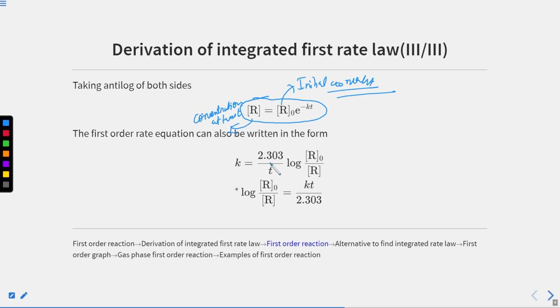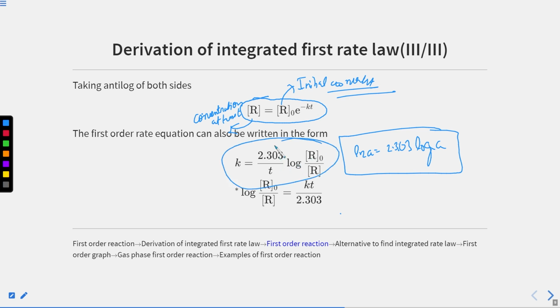Again, what we have done, we have removed this ln and placed 2.303 log. So for those who don't know, ln A is equal to 2.303 log A. We can write this. So substituting this value of ln, we can write it further: 2.303 by t is equal to log R naught by R. This is our final equation. So this is the derivation of the integrated first order rate law.